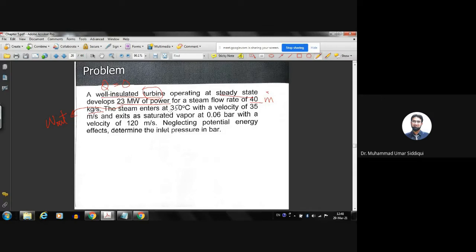The steam enters at 350 degrees centigrade. So this is the inlet, at 350 degrees centigrade, so that will be T1, with a velocity of 35 meter per second, so that will be V1, and exits as saturated vapor. Saturated vapor, since it is talking about the exit, means X2. When it is saturated vapor, X2 will be 1, right? At 0.06 bar, so this is P2, with a velocity of 120 meter per second, so that will be V2. Neglecting potential energy effects, determine the inlet pressure in bar. So we need to determine the inlet pressure.